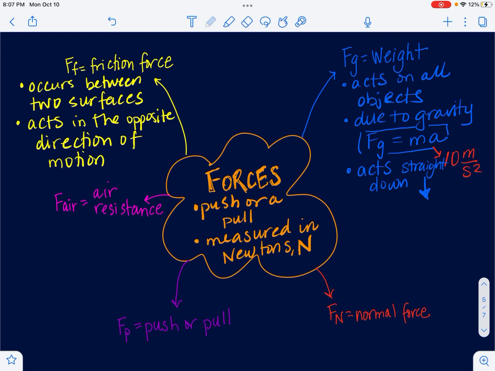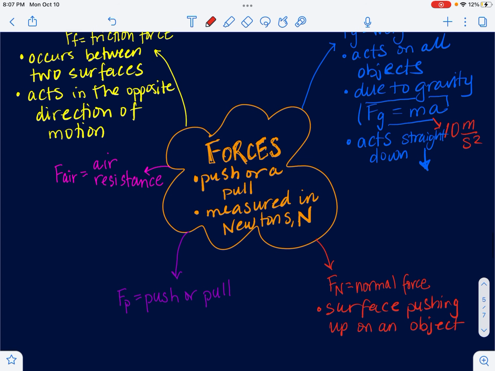Now, the opposite of that gravitational force, which is why you are not falling through the floor right now, is called a normal force. So our abbreviation for that is that capital F and then the capital N. And what this is, it's a surface pushing up on an object. So right now, when you are sitting, your desk is actually pushing up on you, and the floor is pushing up on the desk. If it wasn't, we would all fall into the center of the earth, okay? Which, of course, we don't want that to happen.